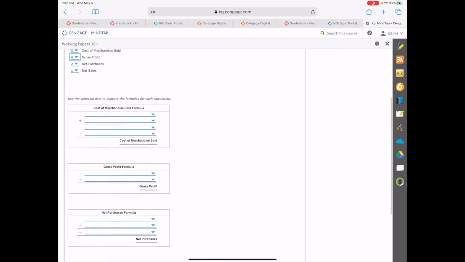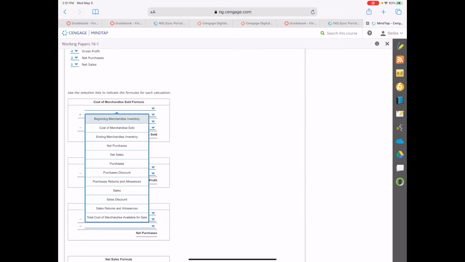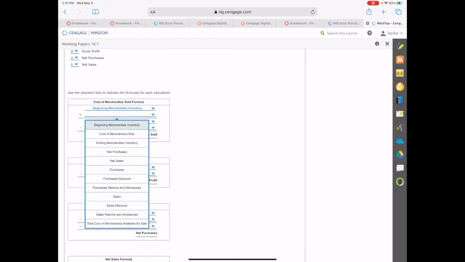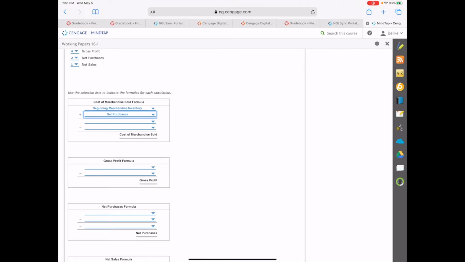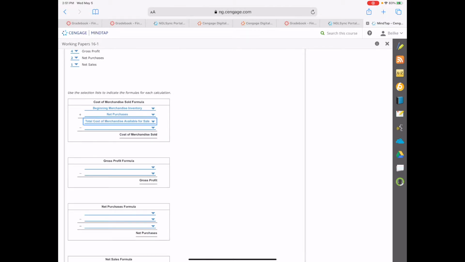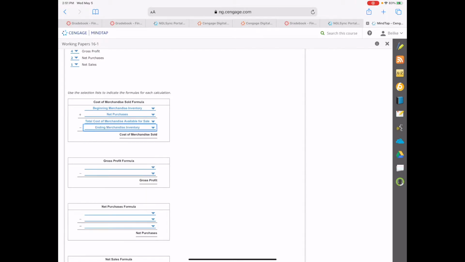In our sections that we have here, and again, these are going to be a little bit challenging since we went through it fairly quick. Cost of merchandise sold formula. With this one, we're going to start with, what do you think up here? Our beginning inventory. We're going to add our net purchases, to get the total cost of merchandise available for sale, and then we need to subtract our ending inventory, and we'll come up with our cost of merchandise sold.